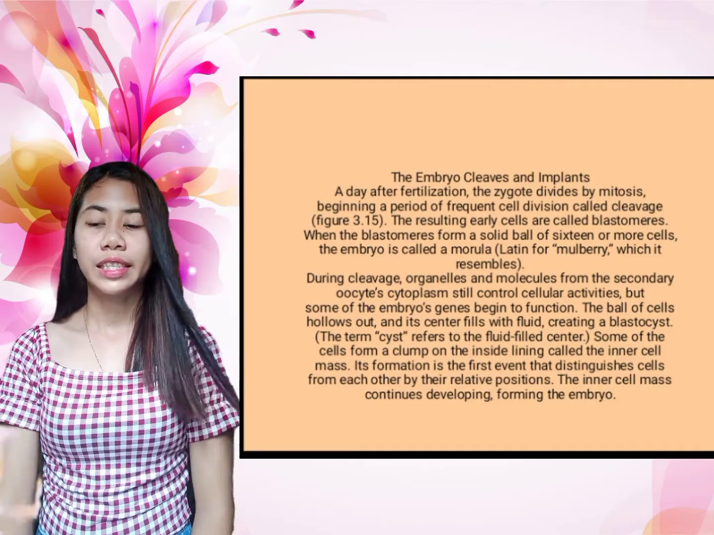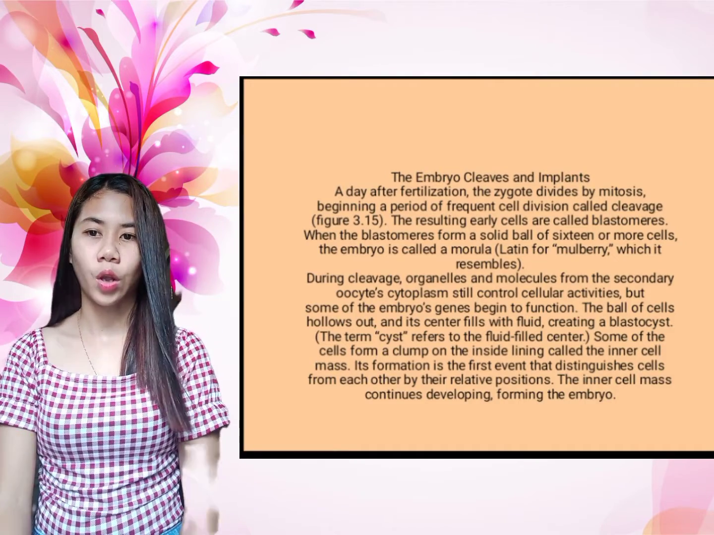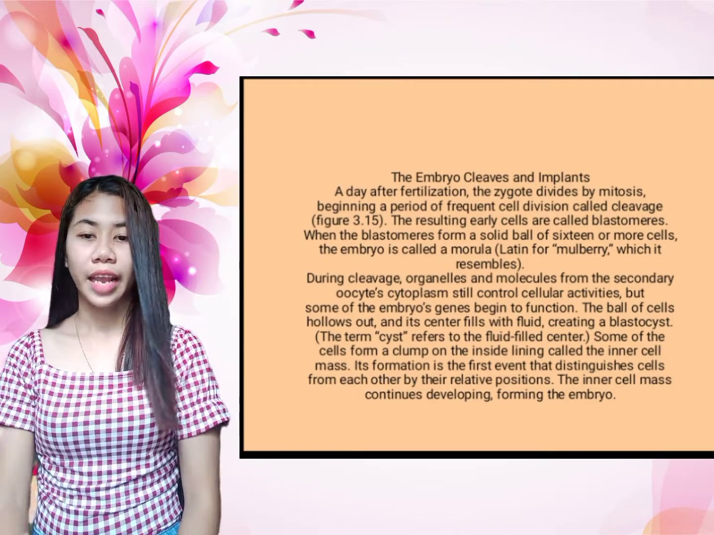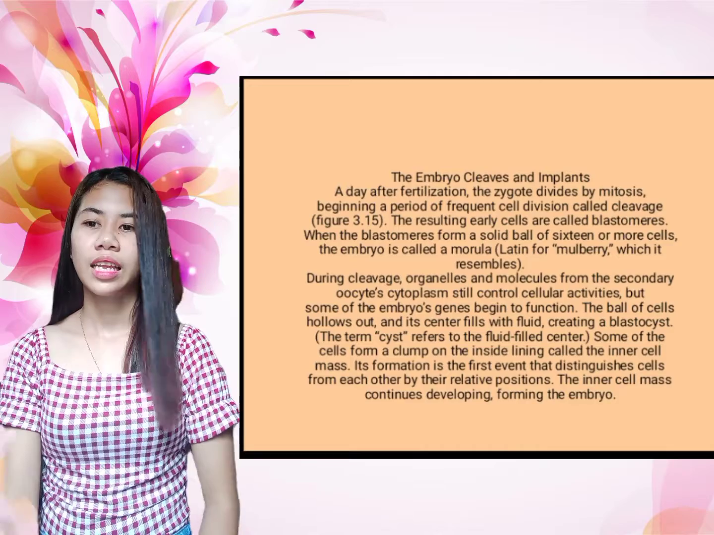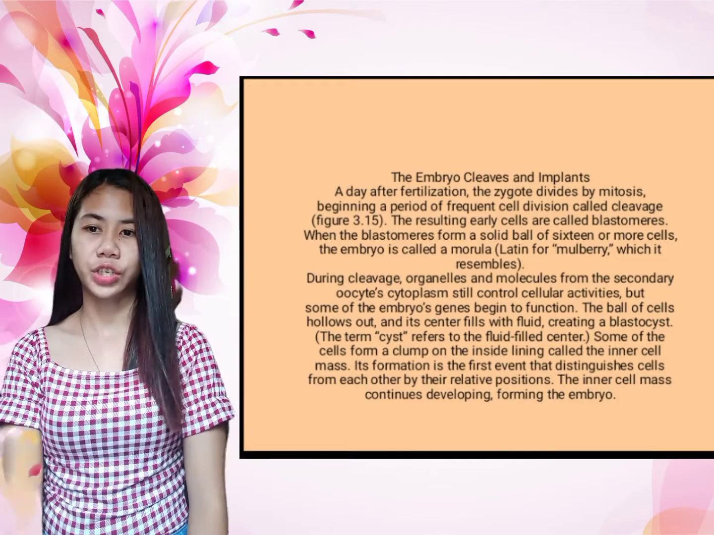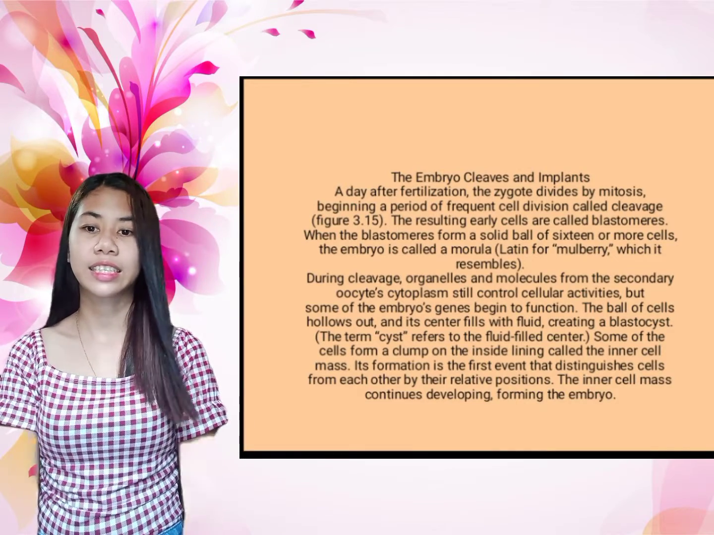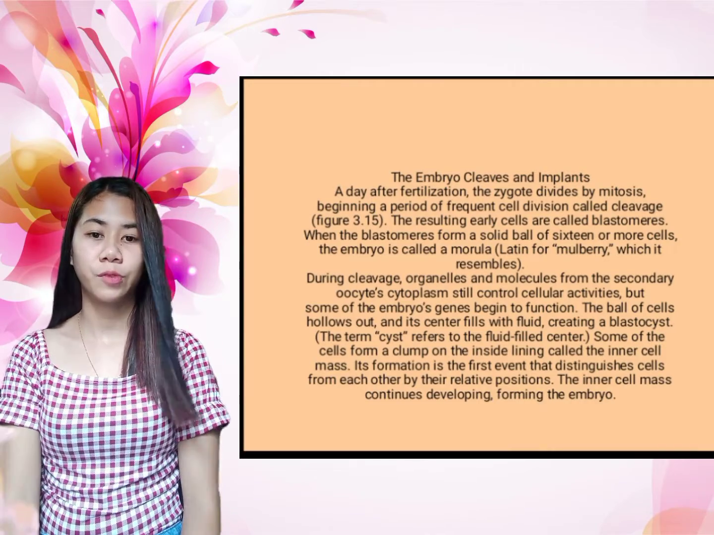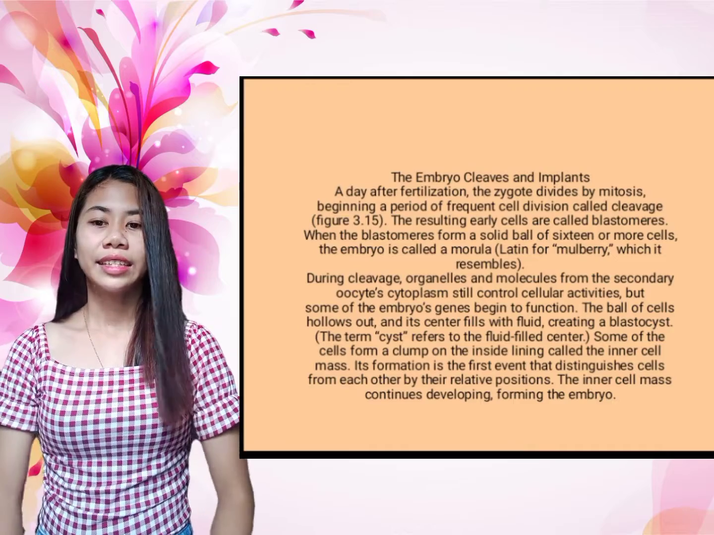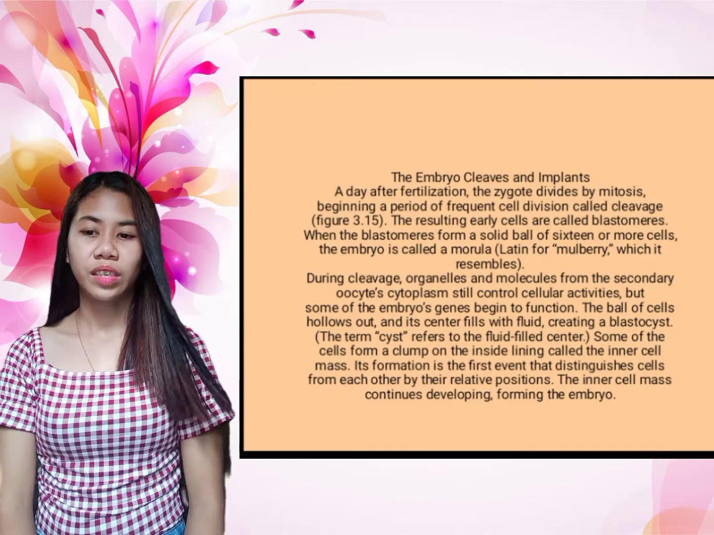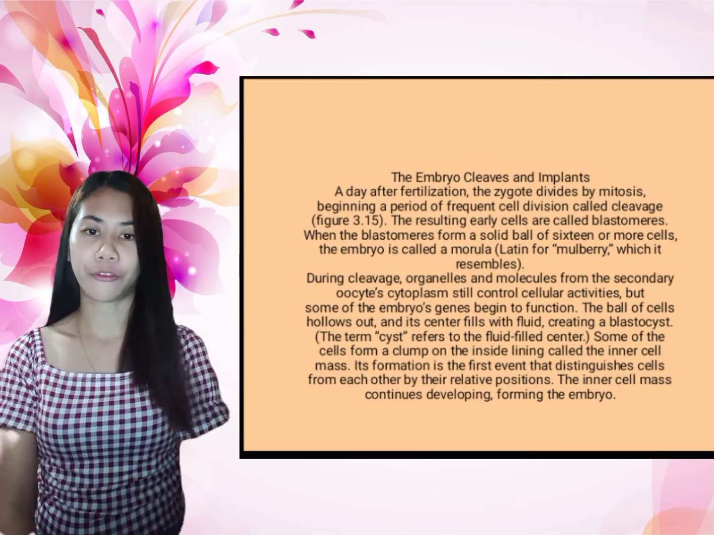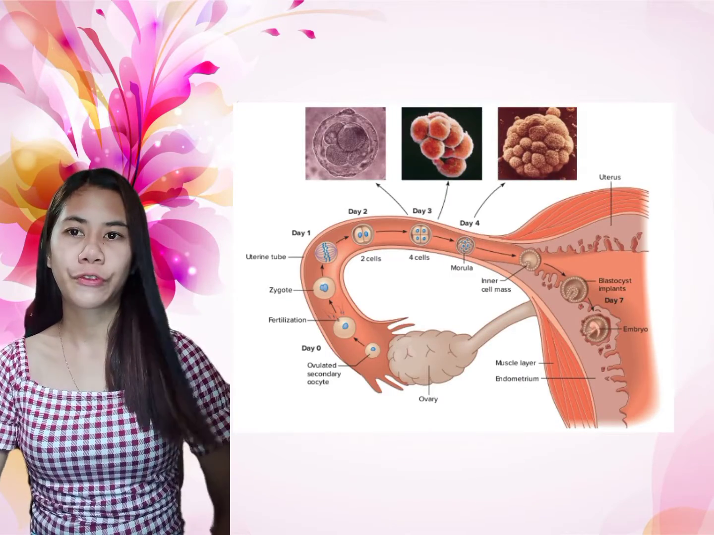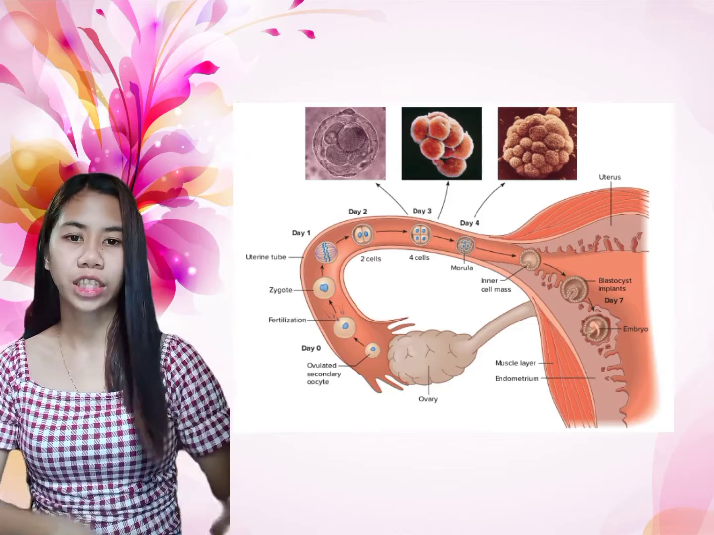Some of the cells form a clump on the inside lining called the inner cell mass. Its formation is the first event that distinguishes cells from each other by their relative position. The inner cell mass continues developing, forming the embryo. This picture shows cleavage from ovulation to implantation.